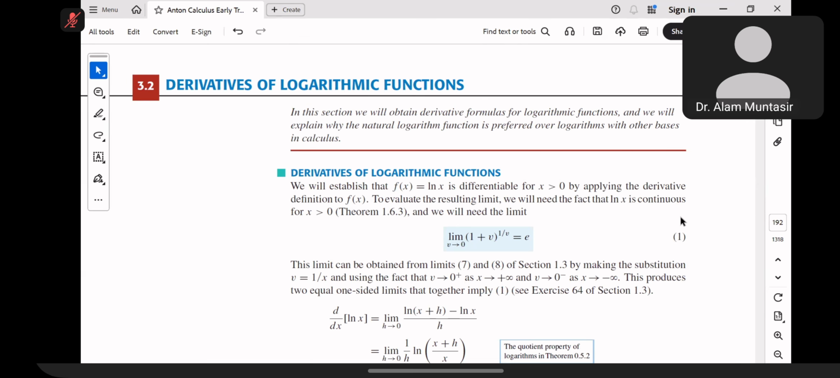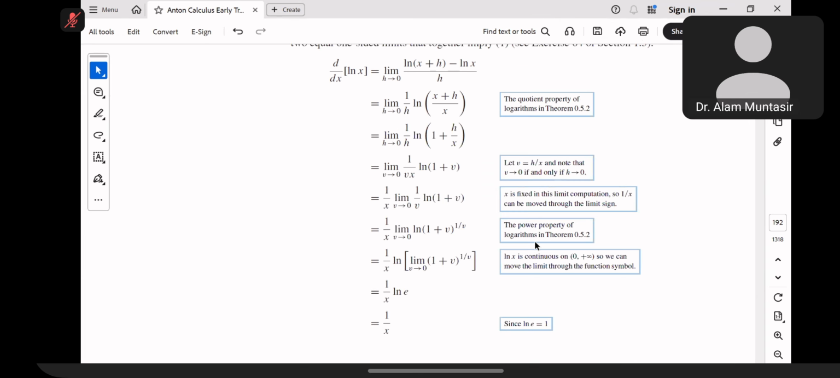Chapter 3.2 is our next chapter, where you just need to follow 3 special formulas and nothing else from this chapter. Chapter 3.2 is all about studying 3 special formulas. The first formula is this: limit as v approaches 0 of (1 + v)^(1/v) equals e. This is the first formula of this chapter.